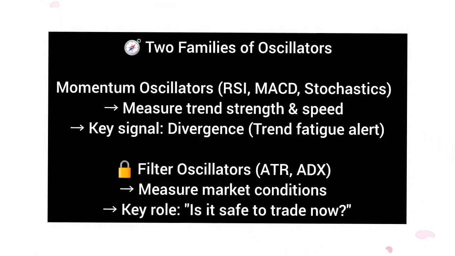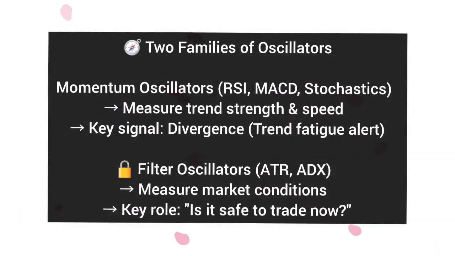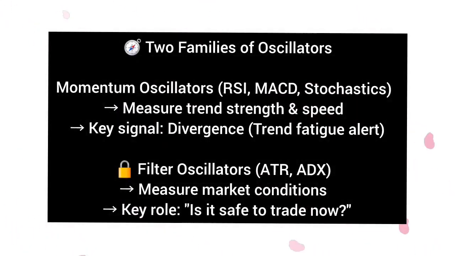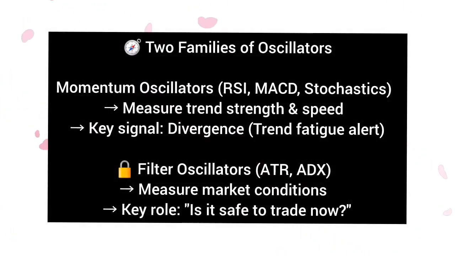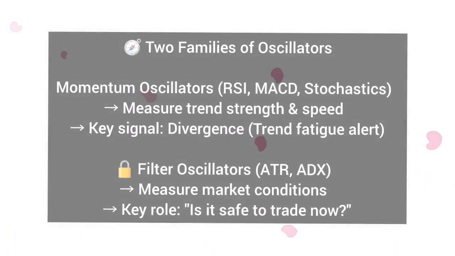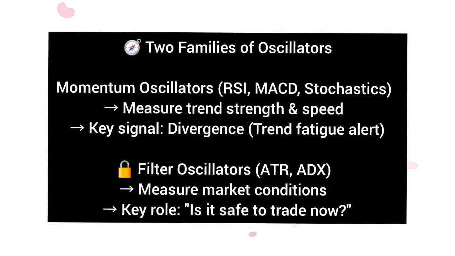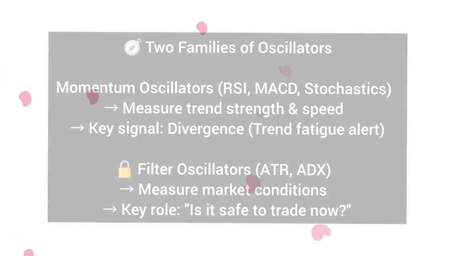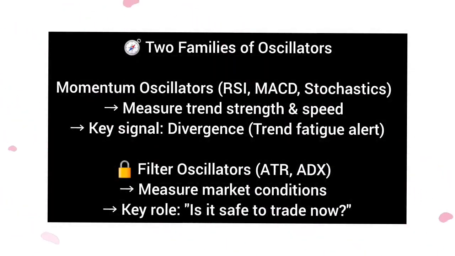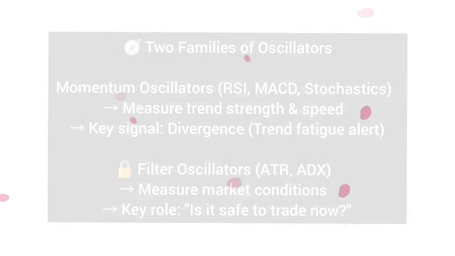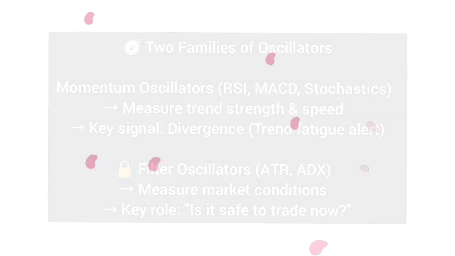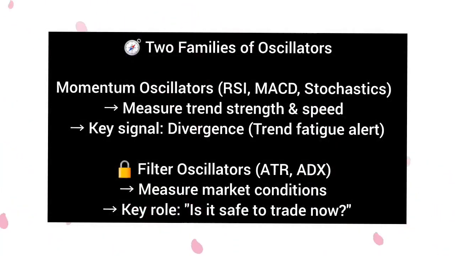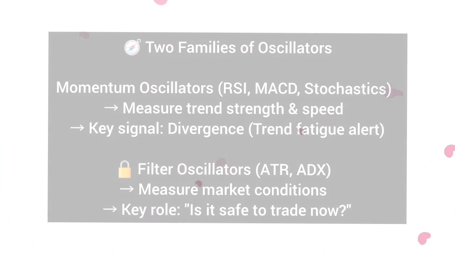As a final summary of this lesson, let's first establish the fundamental difference between the two great families of oscillators. The first and more famous family is the momentum family, which includes tools like RSI, MACD, and stochastics. The job of this family is to act as a speedometer for the market, measuring the strength and acceleration of a trend. Their most powerful signal is divergence, which warns us when a trend is running out of steam and getting tired, even as the price continues to make new highs or lows.